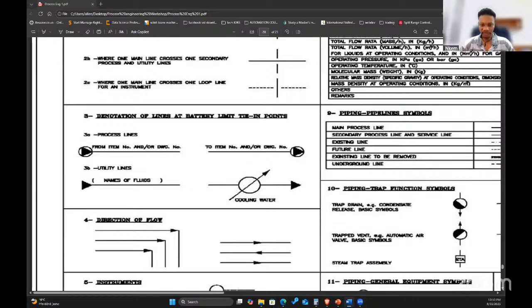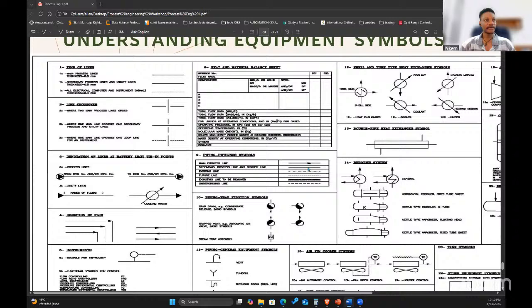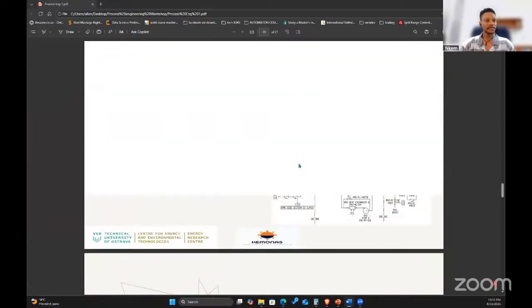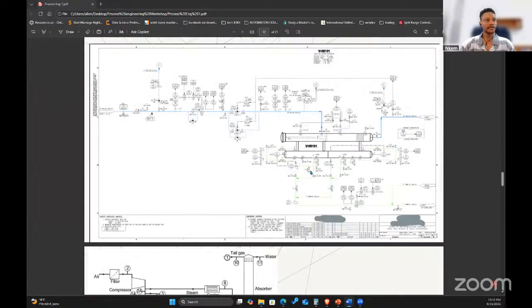Houses the crude distillation unit and the main process equipment. Okay, battery limits, thank you for that. Battery limits is basically where the main process starts. Let me see from the previous diagram if we can find the battery limit so I can explain it to you.